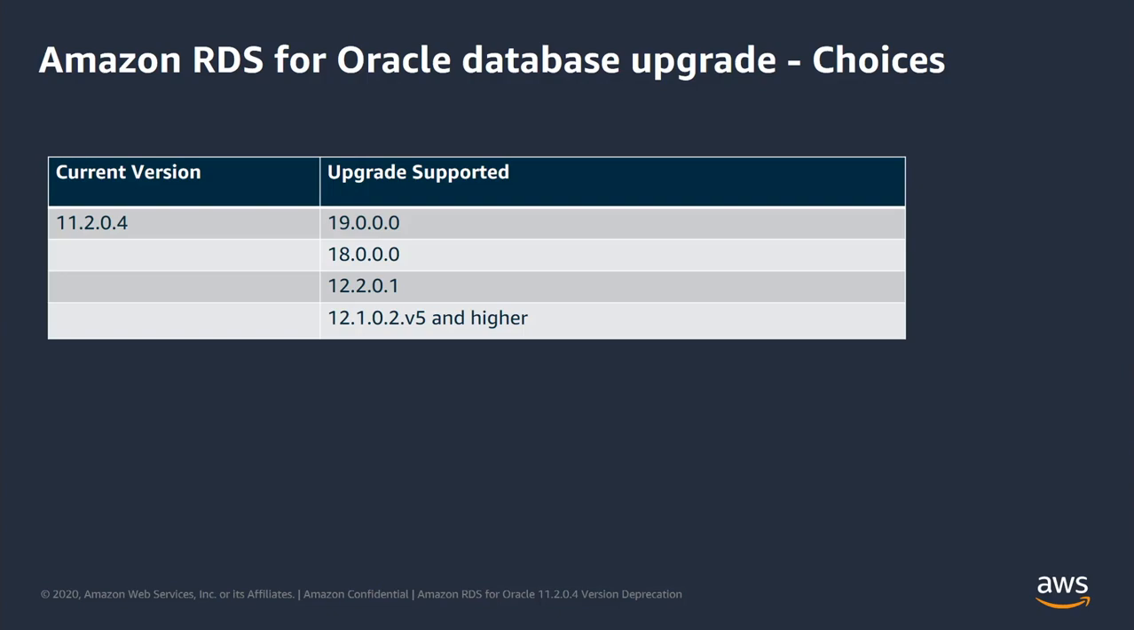A major version upgrade from 11g to 12c must upgrade to a patch set update that was released in the same month or later. For example, a major version upgrade from 11.2.0.4 v14 to 12.1.0.2 v11 is supported. However, a major version upgrade from 11.2.0.4 v14 to 12.1.0.2 v9 is not supported. This is because Oracle version 11.2.0.4 v14 was released in October 2017 and Oracle version 12.1.0.2 v9 was released in July 2017.